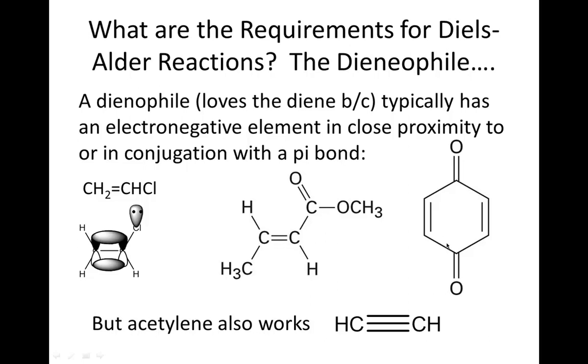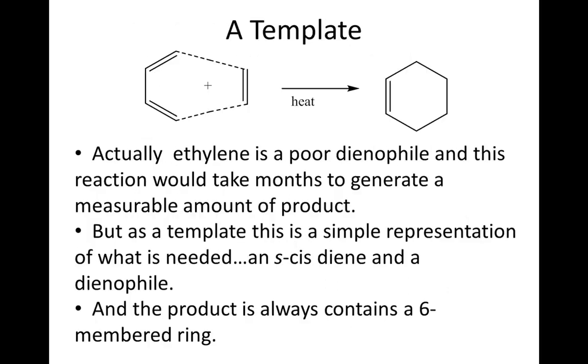And here's another example. And acetylene also works, but these are the most common things. You have conjugated systems, but the carbon-carbon double bond acts as the dienophile, because it's electron deficient due to the nearby presence of that other more electronegative element. And this is kind of a template, okay? You really just need to learn sort of the sketchy template way of looking at this.